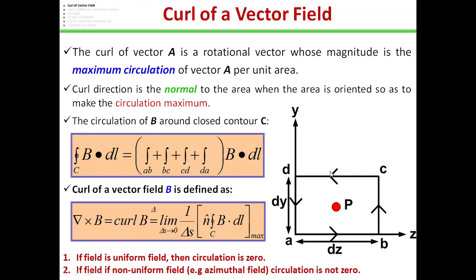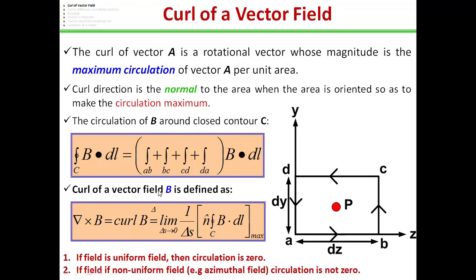And in this circulation, if we want to calculate B dot dl, we should calculate B dot dl over the AB path, BC path, CD path, DA path. Whatever path is involved in this circulation, we will find B dot dl for all those paths.